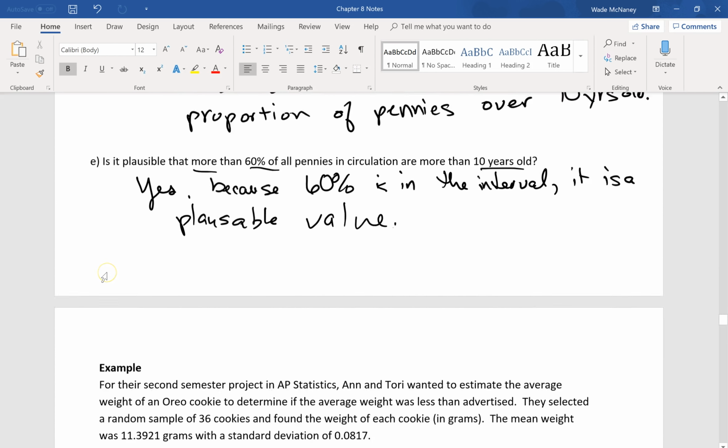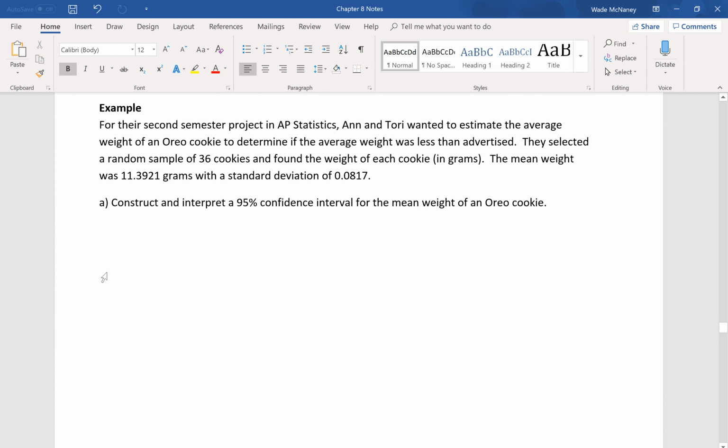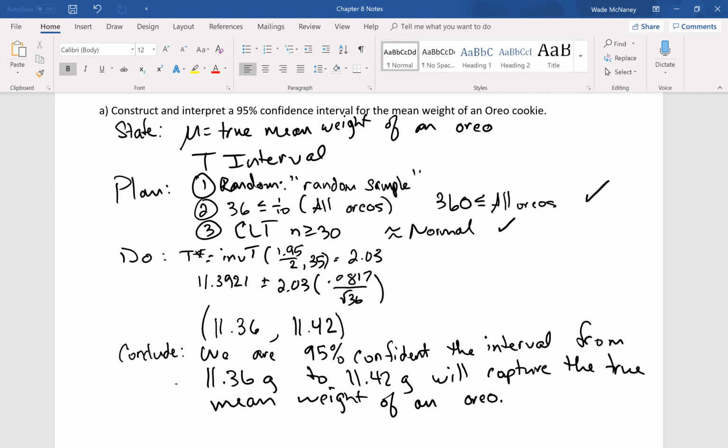Okay, so that's a proportions problem. Here's a means problem. Here's what I want you to do. I'm going to pause the video. I want you to go do this example on your own and then come back and check the video to see if you've done it correctly. So hopefully you took the time and actually went and did it and didn't just keep watching the video. If you did, here's what we should come up with.